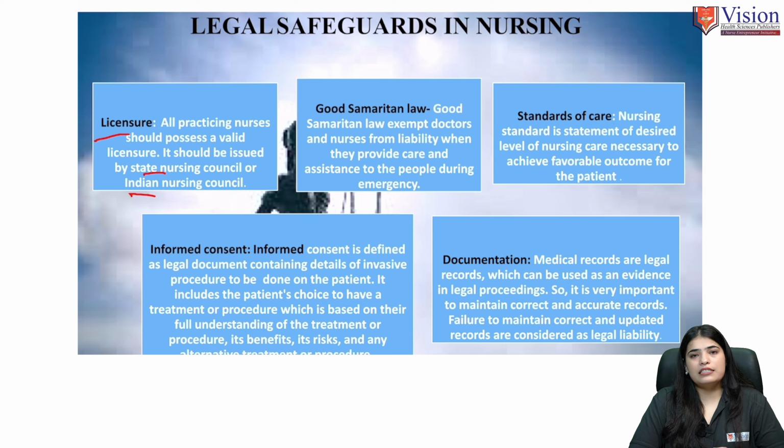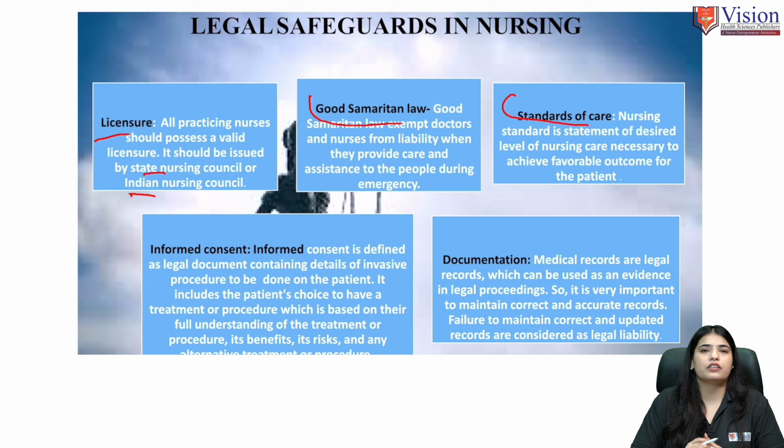The next legal safeguard here is the Good Samaritan law, and it is very important in the medical profession. What is the Good Samaritan law? The Good Samaritan law exempts doctors and nurses from liability when they provide care and assistance to people during an emergency. As you know, we have some ethical constraints where we can perform some tasks but we cannot make some decisions. But the Good Samaritan law protects a nurse or a doctor when they take some decision without any prior orders from others, for the betterment of a person. Here the Good Samaritan law provides protection to doctors or nurses in emergencies.